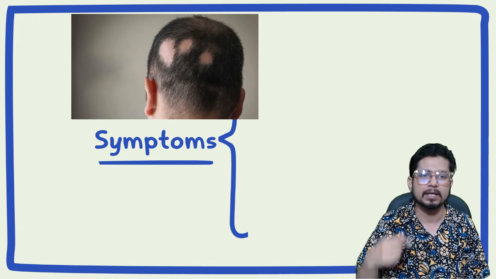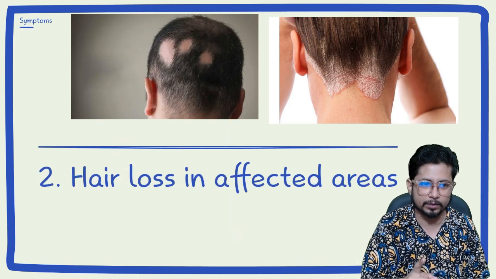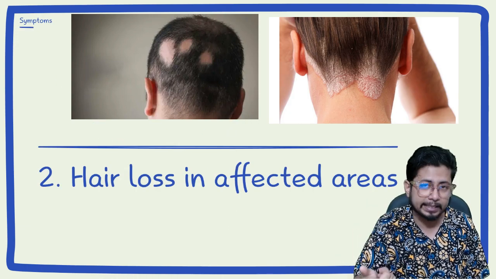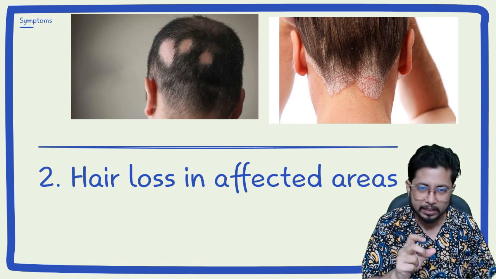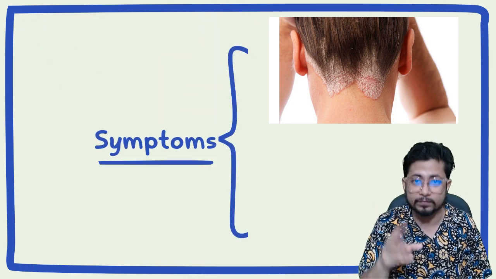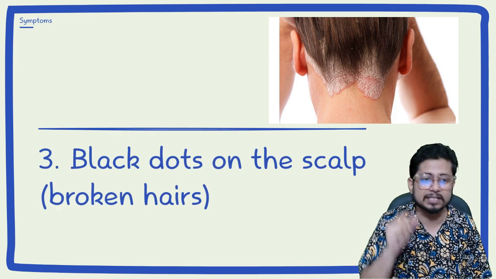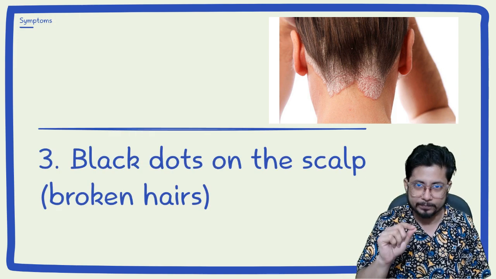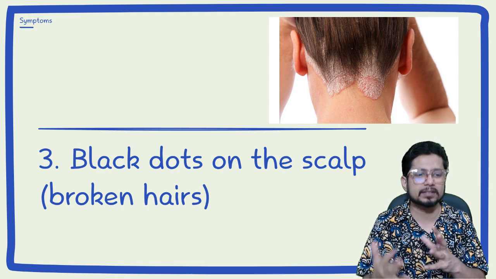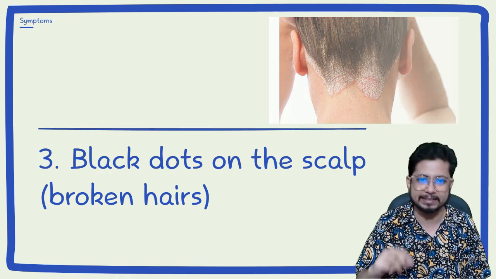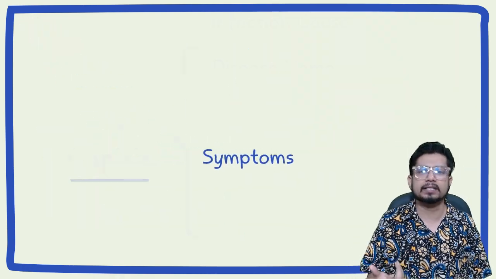That is the first symptom. The second important symptom is hair loss in the affected area, because once that area is affected by fungal infection, no hair growth is visible from that particular area. These are the two important symptoms. And the third one is black dots on the scalp. Those black dots are nothing but the broken hair parts that are visible in the infected area. So these are three important symptoms.